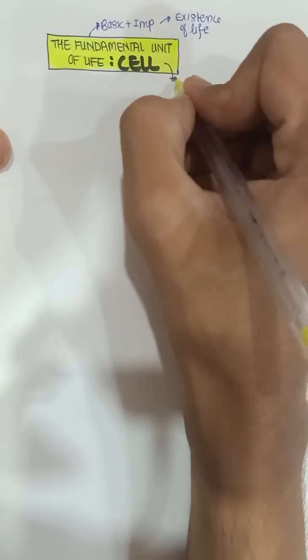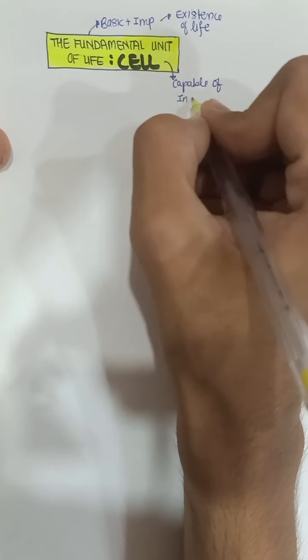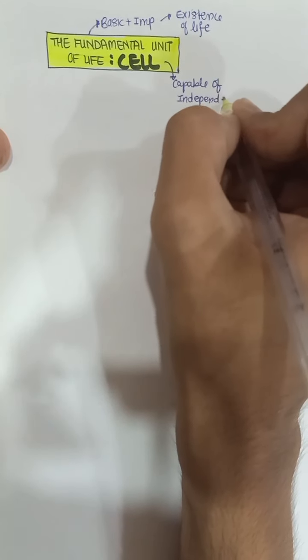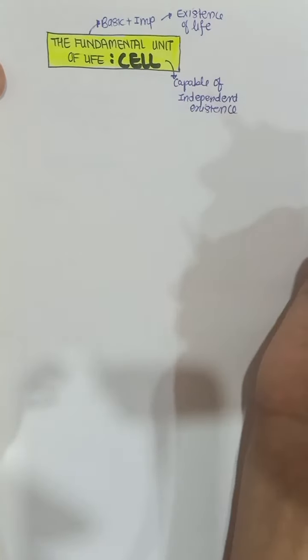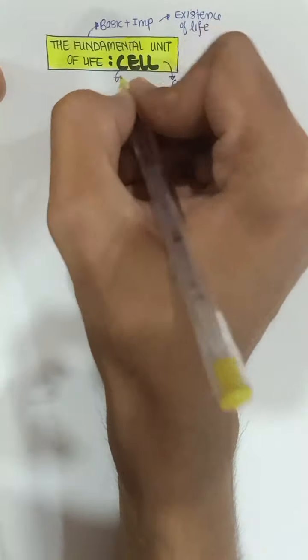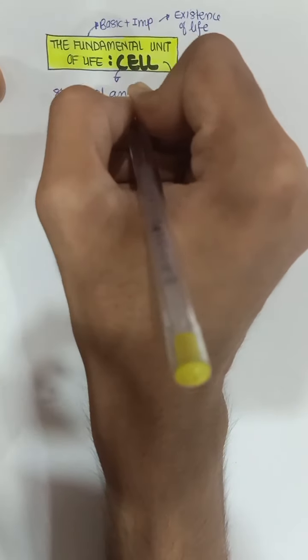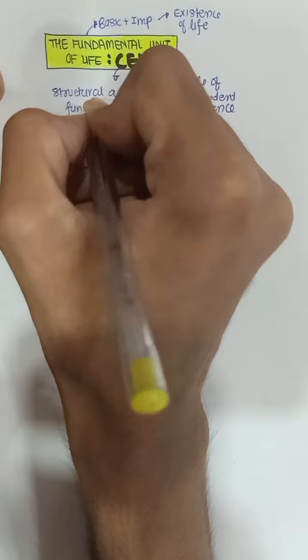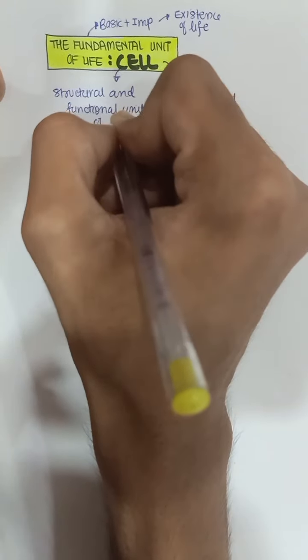Hence, a cell is capable of independent existence. Cell is also referred to as the structural and functional unit of life. So why structural?